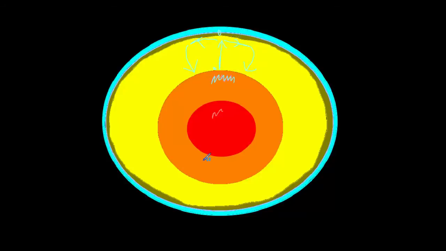And finally, one important thing which is actually contributing to the release of all this heat from the Earth's core is the decay of radioactive material. And radioactive decay releases a lot of energy in the form of heat.